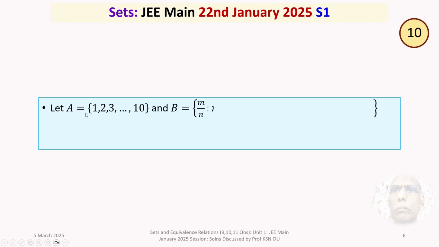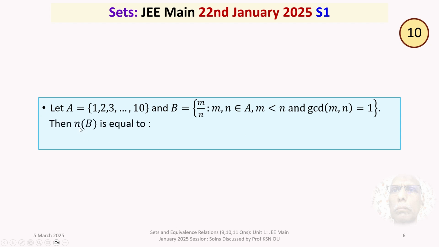Let A be the set consisting of 1, 2, 3 up to 10, and B is the set consisting of m by n, where m and n belong to A, m less than n, and the GCD of m comma n is 1. Then the order of B, the number of elements present in B, is equal to, and we are given 4 options. Agreed. Now, let's discuss the solution of the problem in detail.